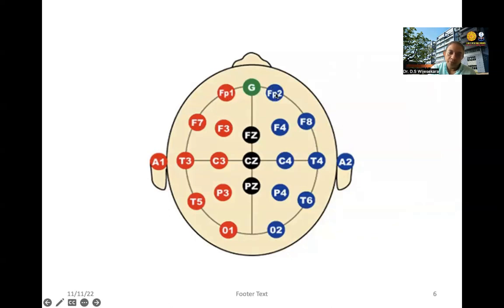F is frontopolar, so that means it's right in front. And then just F is frontal, right? And then C is the central lead, and T is the temporal, and O is the occipital. So that it's easy to remember that these letters are used according to the lobe of the brain. And A1 and A2 are auricular leads. Usually they are functioning as a reference lead.